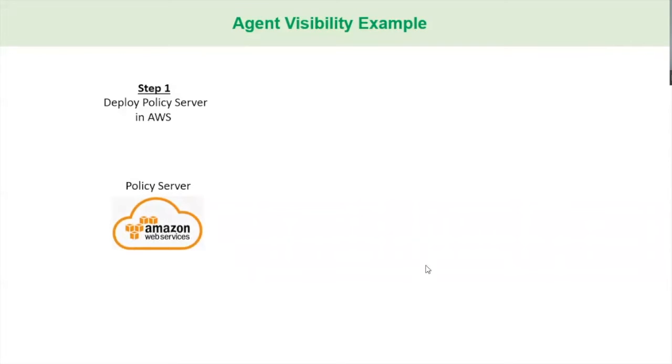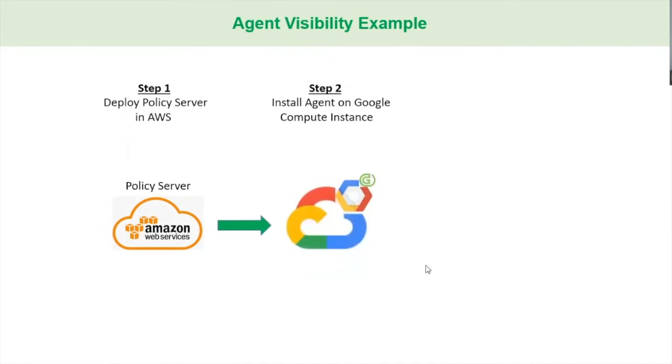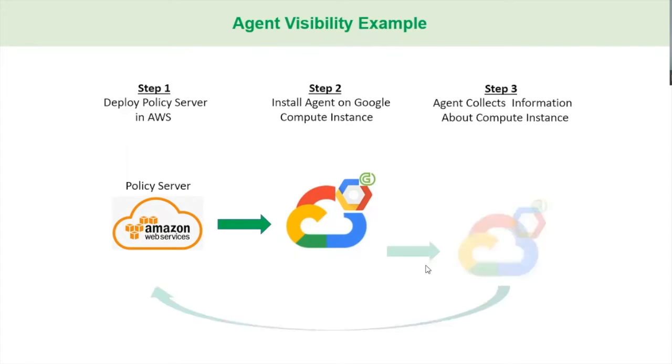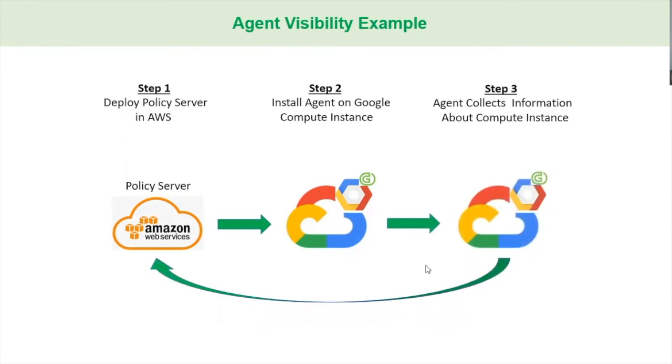And the third example for visibility is going to be utilizing an agent. So for this example, we'll have our policy server hosted in AWS because, again, it's not relevant where that is. Then you're going to have a Google Compute instance that's inside of Google Cloud, and you install an agent on that instance. The agent collects information and reports it back to the policy server. So this is a third option.